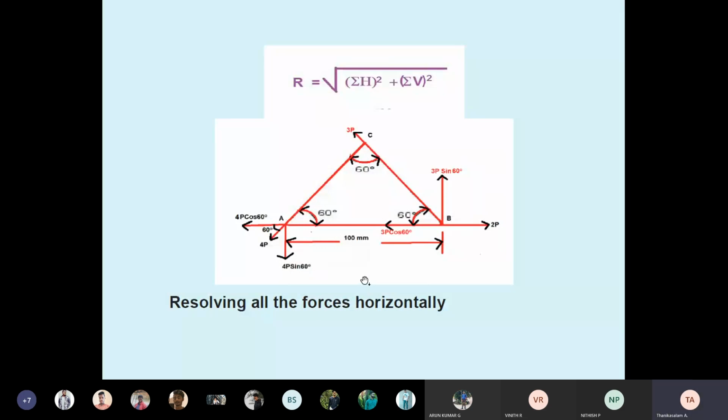Students understand, any inclined force you must convert into x and y directions. Use your mathematical skill. Now see, what are the horizontal forces? See here, 2p is horizontal, minus 3p cos 60 horizontal, plus 4p cos 60. I added all horizontal forces.